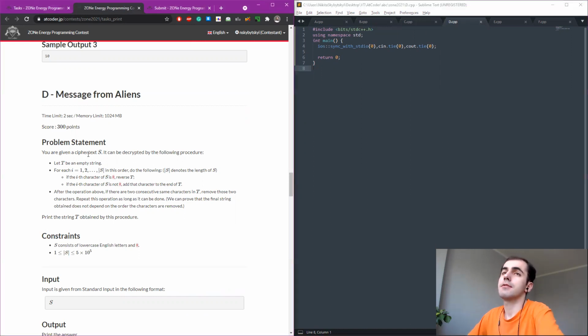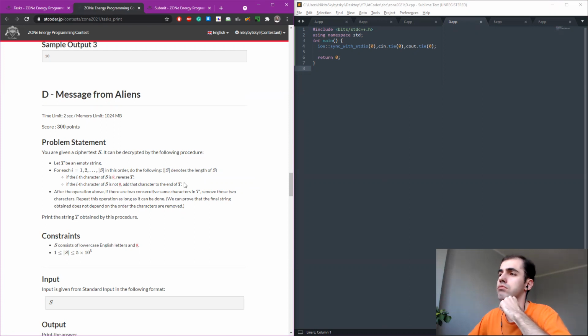So we're given a ciphertext S. It can be decrypted by the following procedure. Let T be an empty string. For each i from 1 to length of S, in this order, we do the following. If the ith character of S is R, reverse T. If the ith character of S is not R, add that character to the end of T.